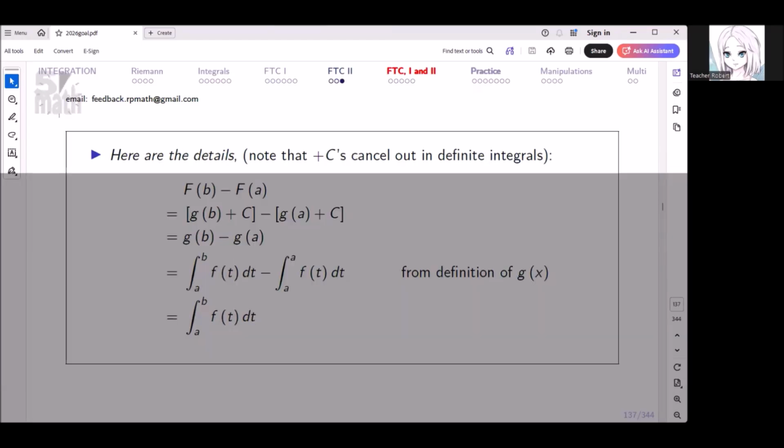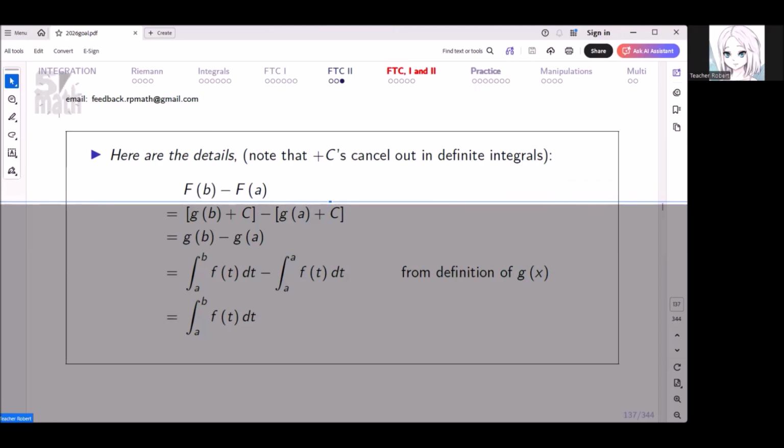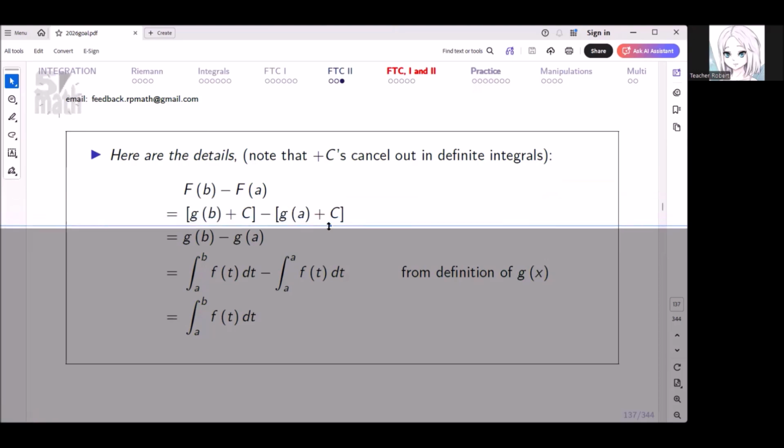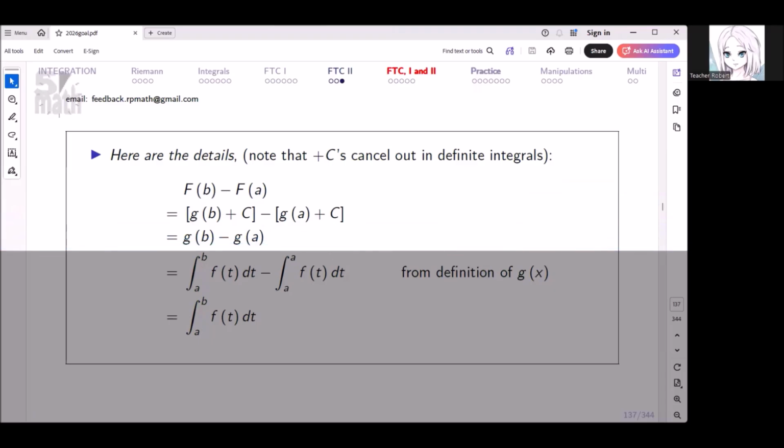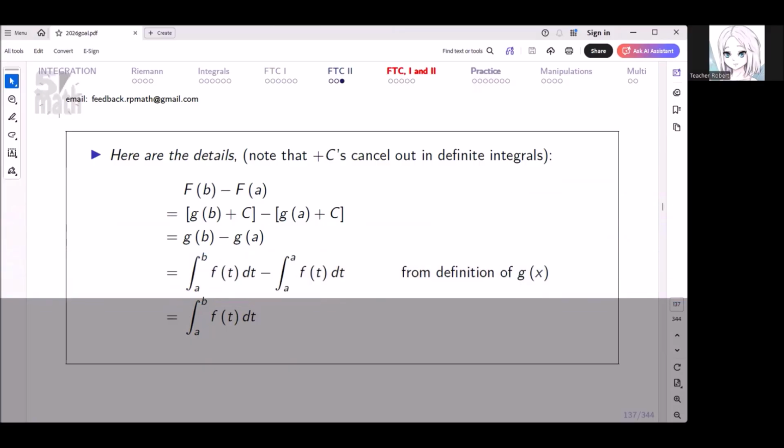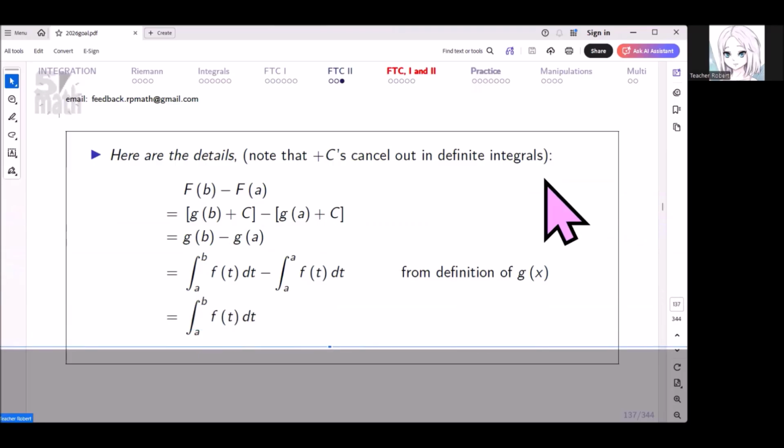Here are the details. Note that plus c's cancel out in definite integrals. Big F of b minus big F of a equals g of b plus c minus g of a plus c, equals g of b minus g of a, which equals this from the definition of g of x, equals integral a to b f of t dt.